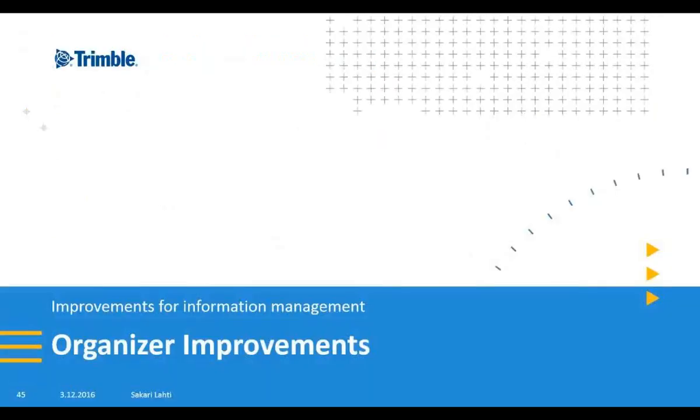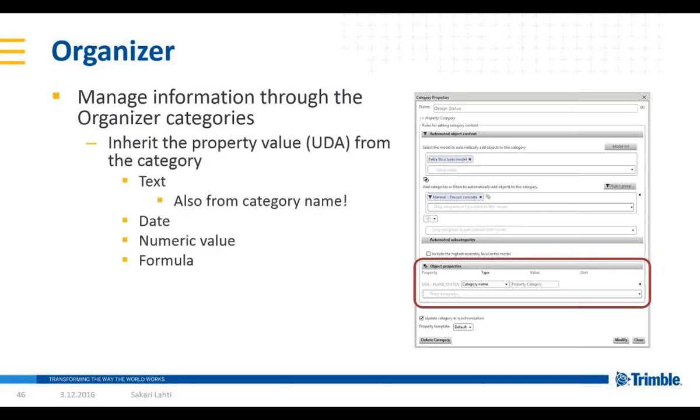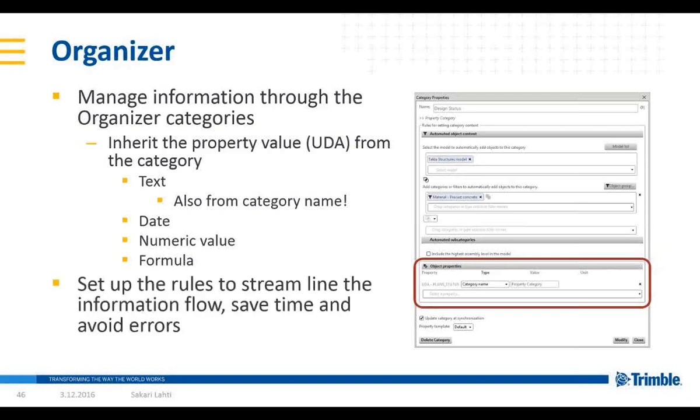Let's look also at one major improvement in the organizer. This really makes organizer a tool for information management. Now you can use the organizer for writing UDA information to the model. So objects that belong to a category will get the UDA that is defined for that category. It can even inherit the category name. So this is very good for streamlining your information flow and save time and avoid errors.